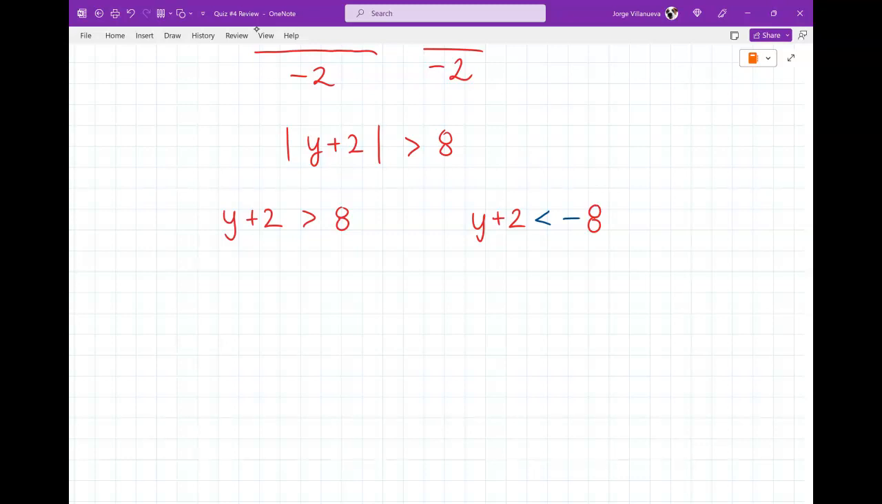We broke it up. Let's go ahead and solve both of these. Minus 2 on both sides. So y greater than negative, I'm sorry, y greater than 6. Okay, and then we're going to subtract 2 on the other side as well. So y less than negative 10.